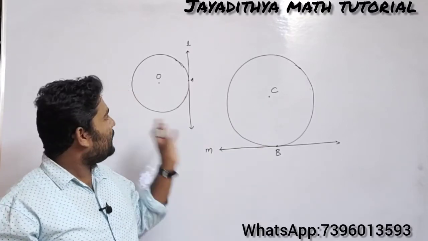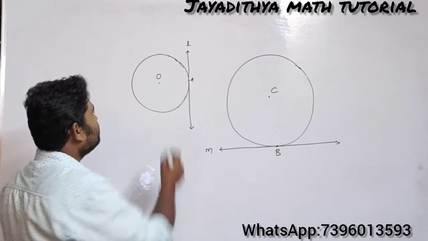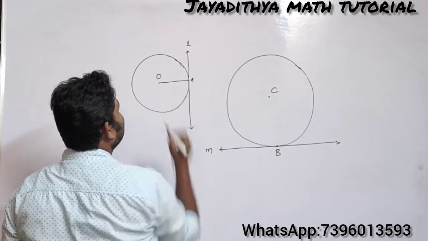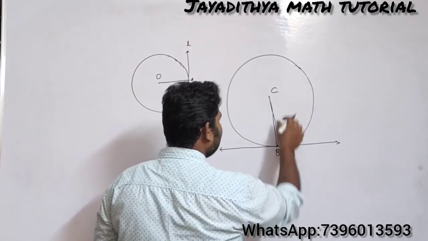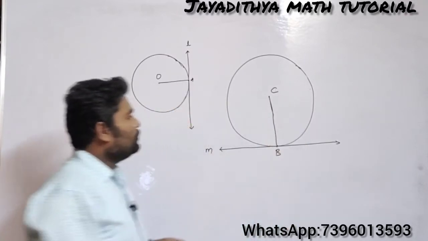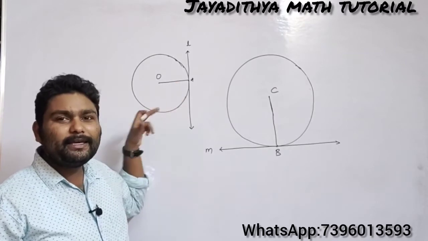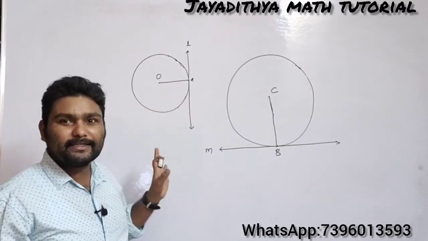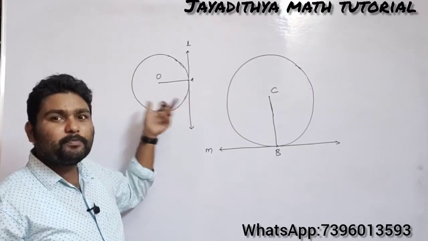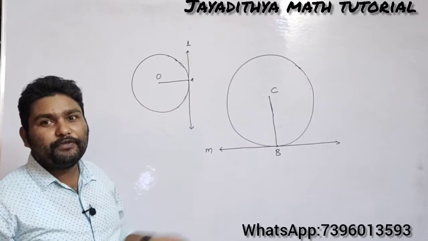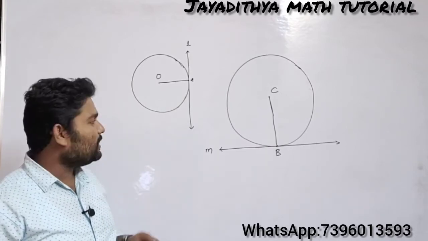Now let me draw a radius at the point of contact to both the circles. OA will be the radius, and here BC will be the radius. If you observe, the radius seems to be perpendicular to the tangent in both the cases. Is that right or not? Yes. Just by looking we can say that it is perpendicular to the tangent, but we should understand how it will be perpendicular, or we should check whether it is perpendicular or not.